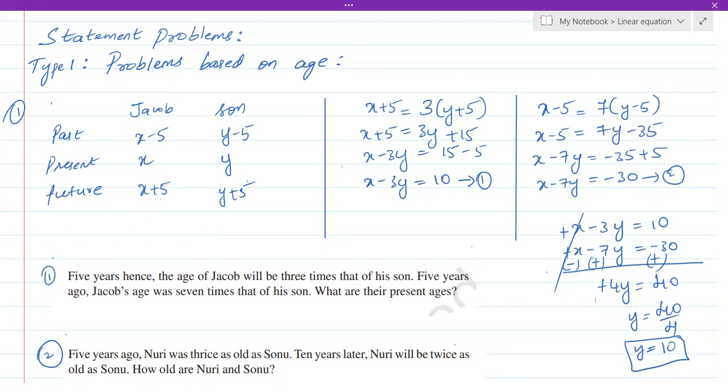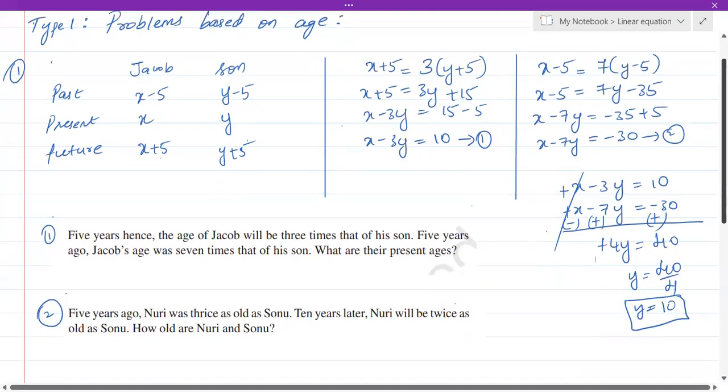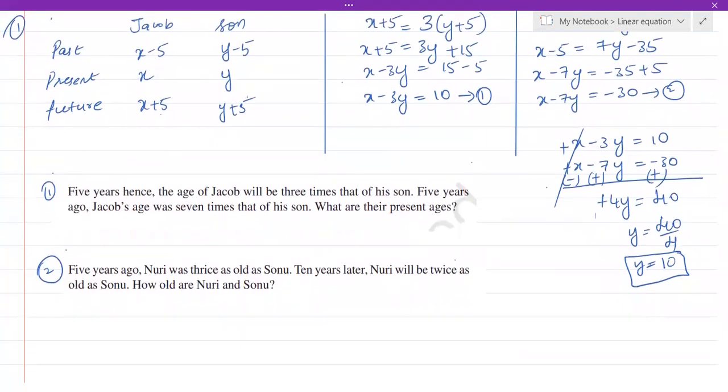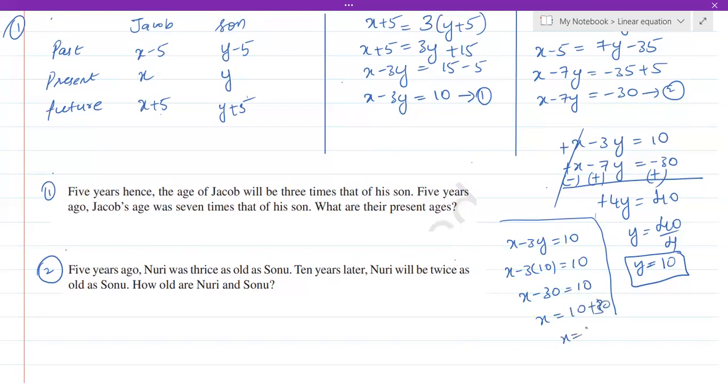Now you can substitute the value of y in any one of the equations and find the value of x. Let me take the first equation. What is the first equation? x minus 3y is equal to 10. So x minus 3 times the y value, which is 10, equals 10. So x minus 30 equals 10. Transpose 30 to the other side, so it becomes 10 plus 30. 10 plus 30 is 40. You got the value of x as 40.